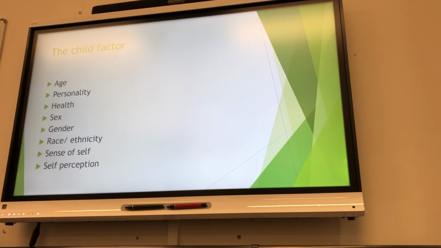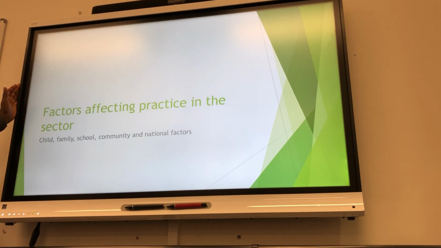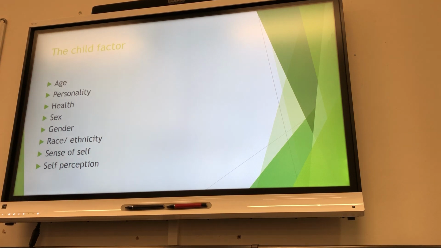Right. Now, the child factor. Child factors. Now, the child's age. How does the child's age affect your practice as a practitioner? Of what age and stage of development you were working out for them? And what influence does that have? What you teach them. What else? What activities you give them. What resources. What you expect from them. Resources, expectations. What else? What language you use. Yes.